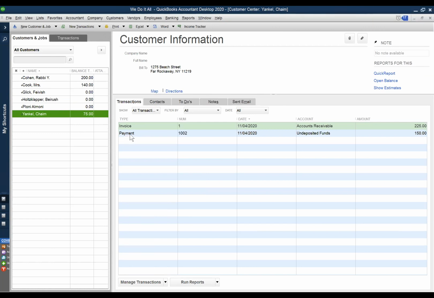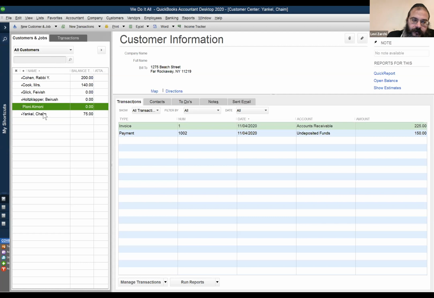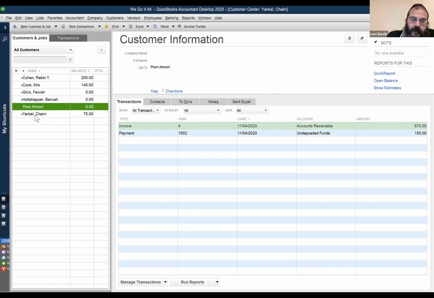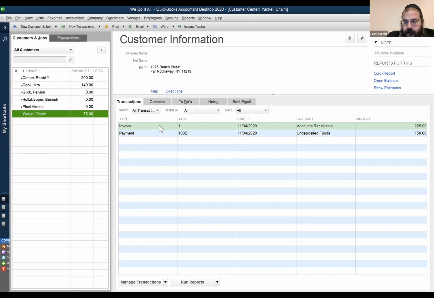And how do I actually get rid of one Yankel? I don't care if you have 3 Yankels over there. I care that you have extra transactions. Once you delete, I don't care how many customers you have. It's one. I don't want you to have extra transactions. You go to Chaim Yankel, and you see if he has 2 payments for 150. If he does, you delete one.